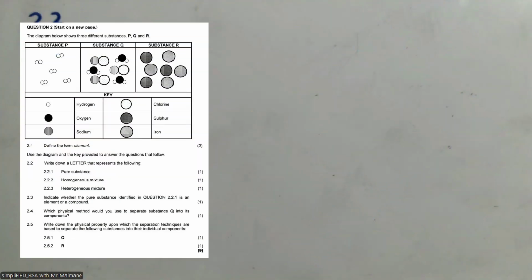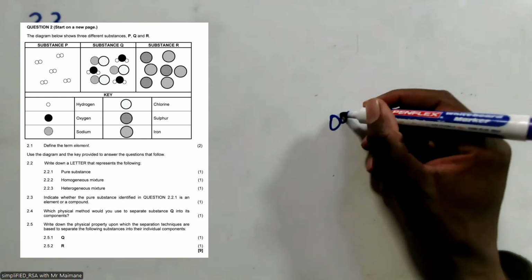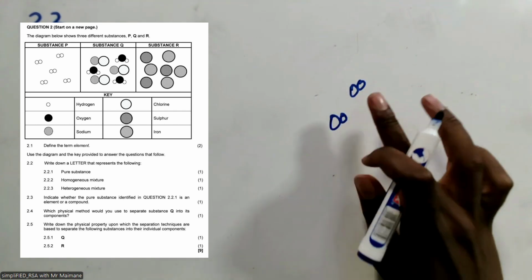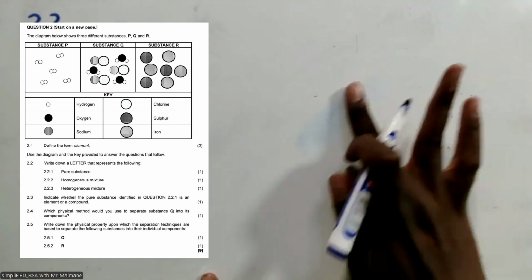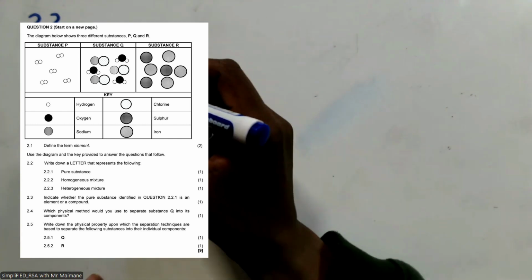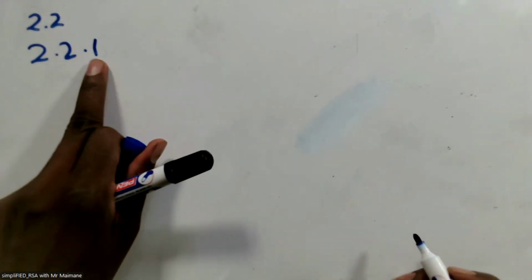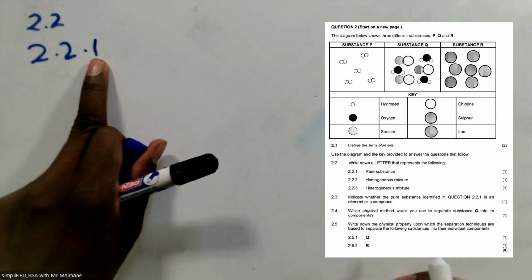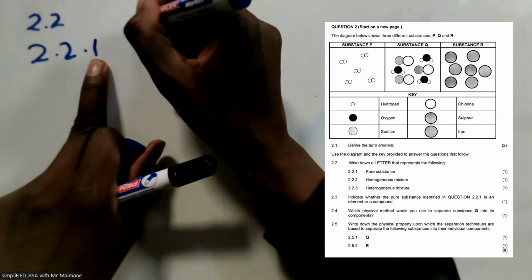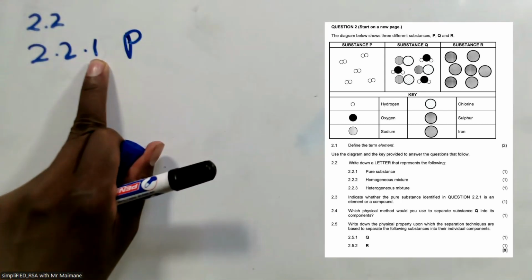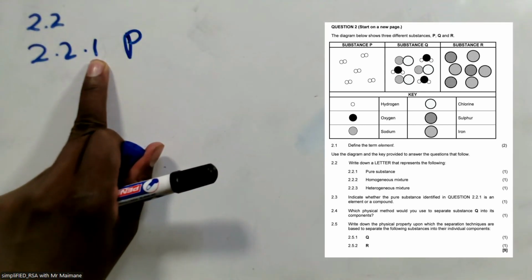Between substance P, substance Q, and substance R, you can see that obviously substance P consists of hydrogen only. As much as it's bonded like this, it's 2, 2, 2, 2, 2 of each, but it's just hydrogen only, as you can see from there. So it's clear that for 2.2.1, the purest substance of the three substances that we have, substance P, is the pure substance, you see.